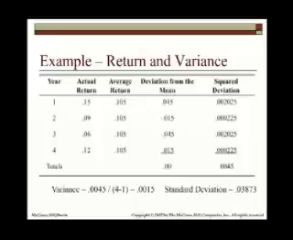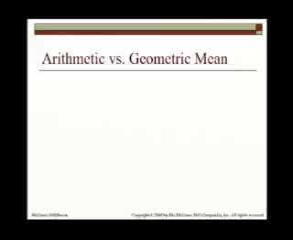Now if we take the square root of variance, we get the standard deviation. The reason people calculate standard deviation is that standard deviation is in the same units as the original returns. So standard deviation here of 0.038 could be interpreted as 3.87%, whereas variance is in percent squared, and it's a little difficult to interpret what that means.